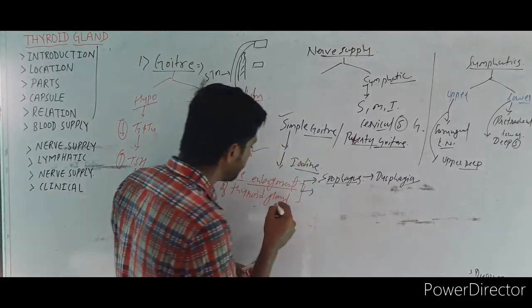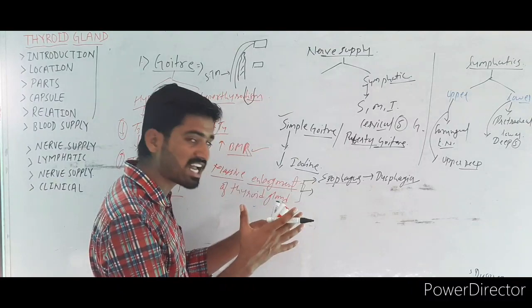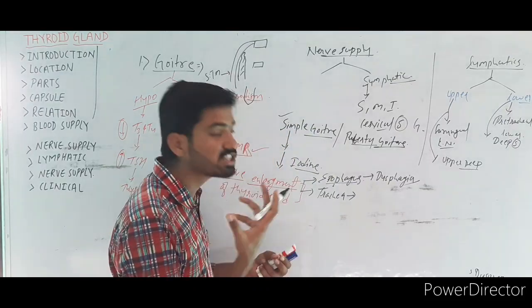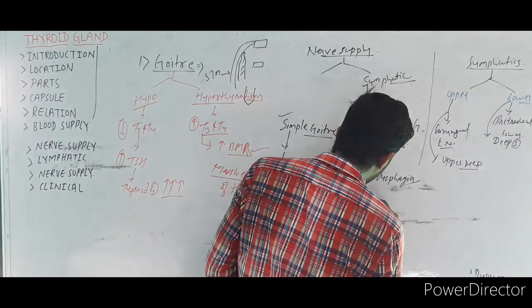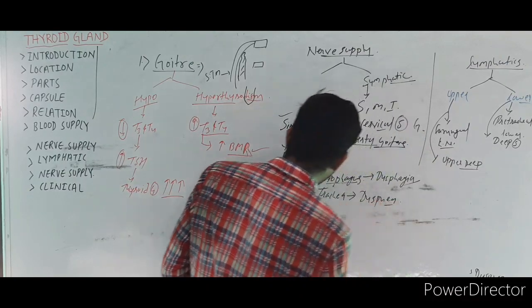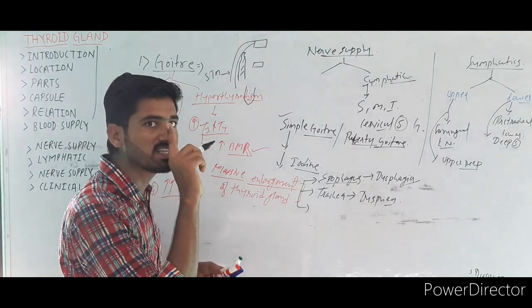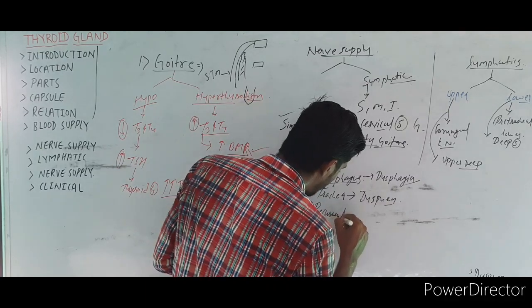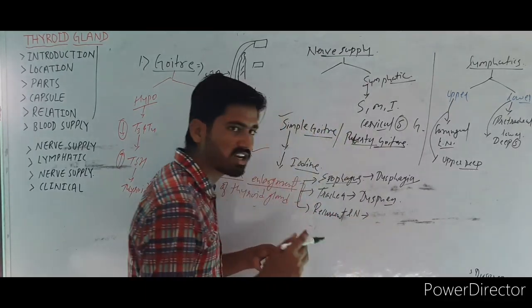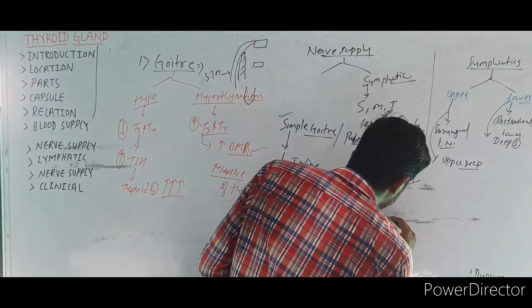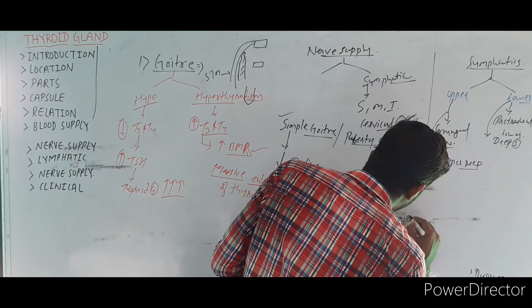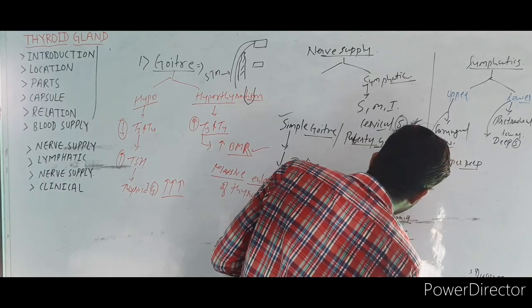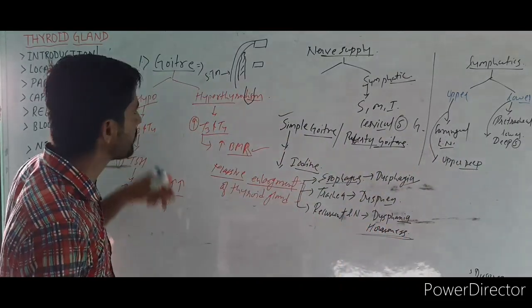And if the massive enlargement of the thyroid gland gives pressure on the trachea, the person cannot breathe properly. That condition is called dyspnea. Am I right? And already I told you the recurrent laryngeal nerve is there. If it gives pressure on the recurrent laryngeal nerve, there will be a voice problem. That condition is called hoarseness of the voice.